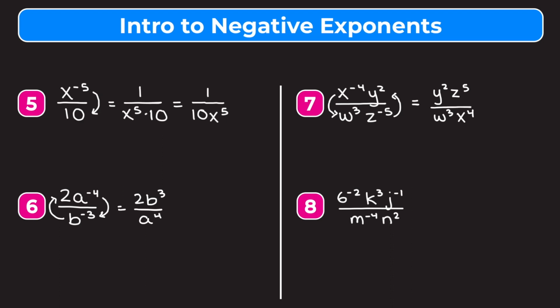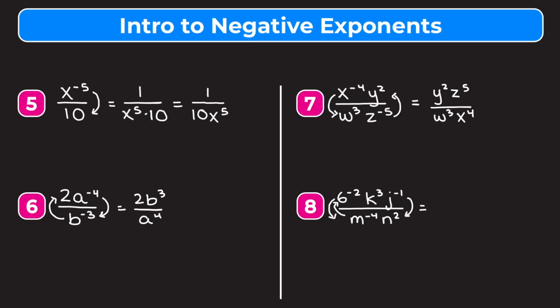And finally, example 8. Let's think about what we want to move. We have a 6 to the negative 2 on the top, so that's going to have to move because it's being raised to the negative, so that'll go to the bottom. We've got an m to the negative fourth on the bottom, so that's also going to move to the top. And we have a j to the negative first on the top, so that is also going to move to the bottom. The k and the n are going to stay where they are because they are not being raised to negatives.